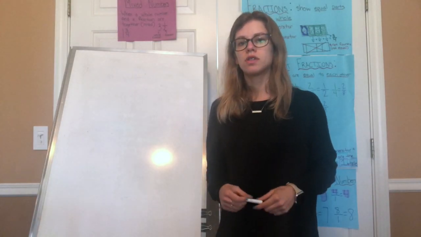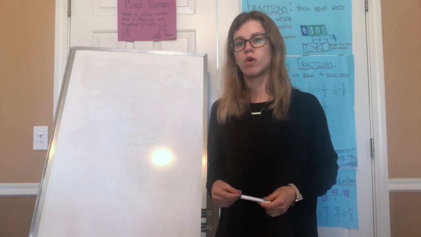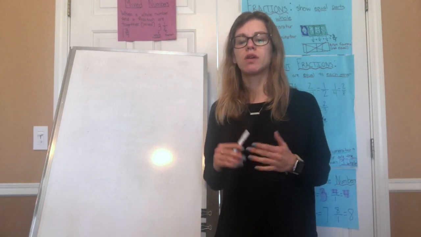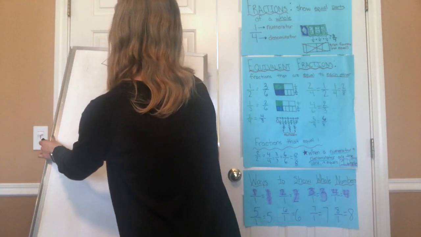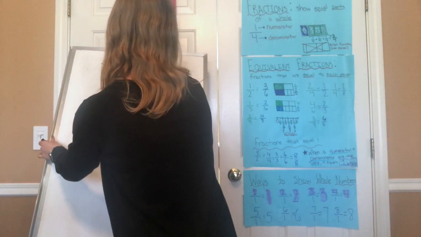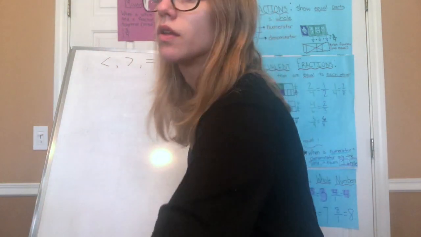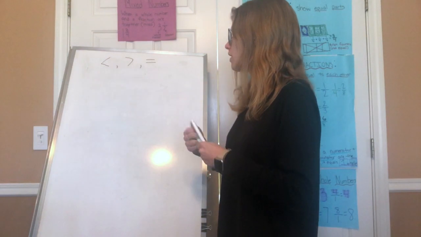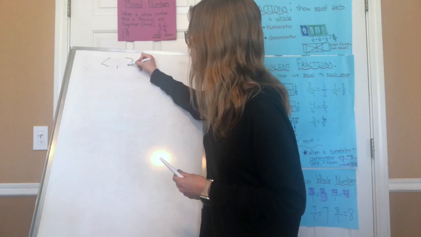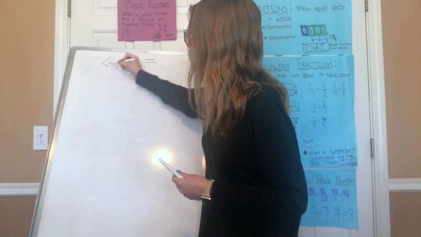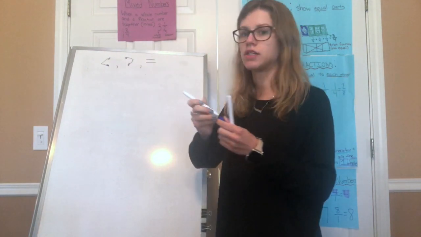So what I want us to do is still continue to go over pages 373 and 374, which you did, which was where we compared fractions using less than, greater than, or equal to. And how I want us to think about less than or greater than is that they're like an alligator's mouth, and it's facing to whichever fraction is greater, or whatever number is greater.